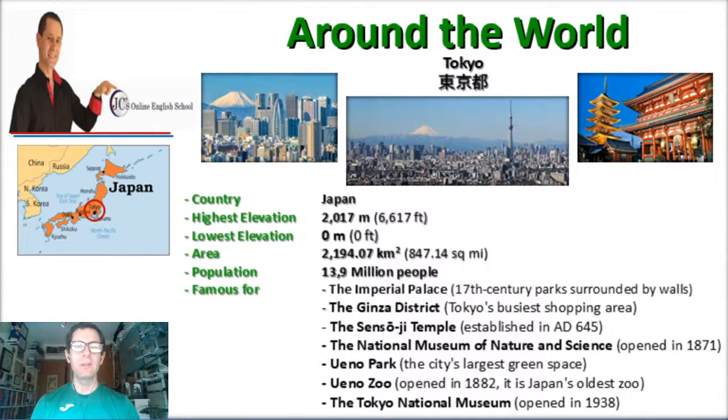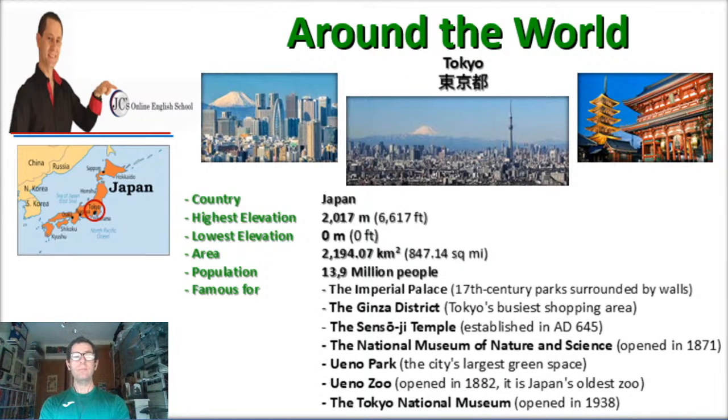For today's city around the world, we have Tokyo in Japan. The country is Japan, of course. The highest elevation above sea level is 2017 meters, which is equivalent to 6,617 feet. And the lowest elevation, because it is an island, of course, is 0 meters, or 0 feet. The area is 2,194.07 square kilometers, or what is the same, 847.14 square miles.